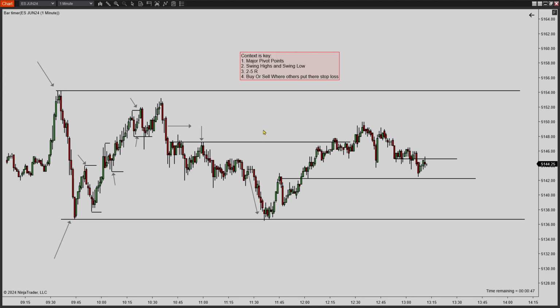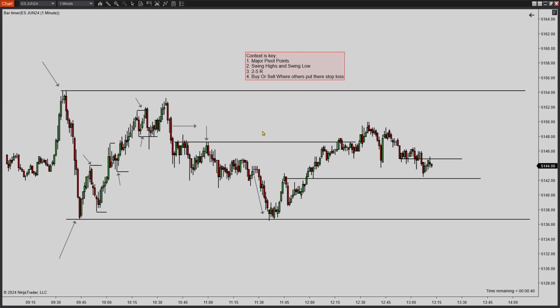It's just swing highs and swing lows and trying to get those stop losses to add liquidity.